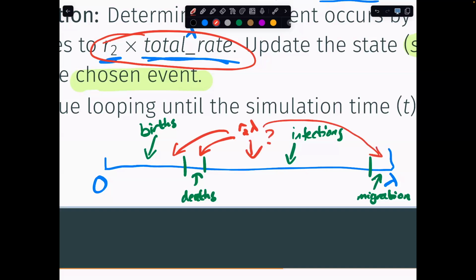The bigger these windows are, the more likely it is. Here, in this infection window, it's saying the most likely event to occur is going to be an infection, because infections have the overall biggest rate. So when we take this uniformly distributed random number times our total rate lambda, we're really placing this number R2 lambda somewhere along this line and seeing which window it falls in. Taking a cumulative sum is just an efficient way of finding which window it falls into. Okay.